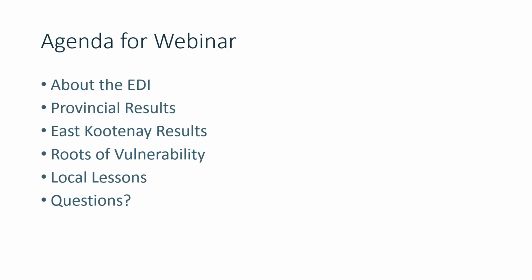Spend some time talking about the why, or some of the considerations for what we think are the roots of childhood vulnerability in British Columbia and certainly in your communities as well. Talk a little bit about the local lessons in terms of the kinds of things that people can do to hopefully positively impact their EDI results, and then finish off with any questions as we go along.